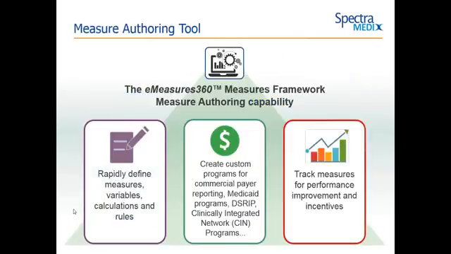So first, underneath our measure framework, we have what we call our measure authoring tool, and we believe this is a differentiator that can really be of value to you, not only for eCQMs, but as you transition to other programs. So we can rapidly define measures, variables, and calculations. As things are changed, as new measures are published, as CMS changes requirements for the eCQMs year over year, we handle all of that through our tool. We can then create custom programs, whether it's for commercial payer, if you're involved in Medicaid reform, if you're a clinically integrated network, which then allows you to pull the right data, to calculate them, and then to track them through our portal for performance improvement and to maximize your incentives.